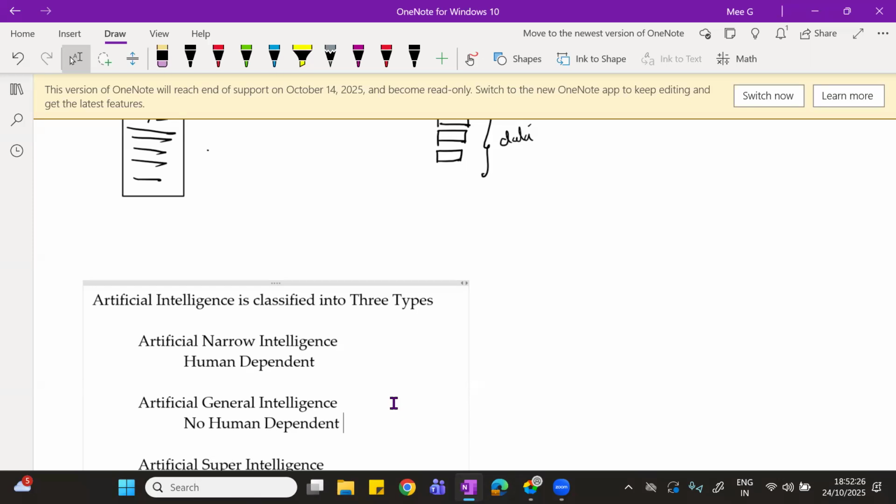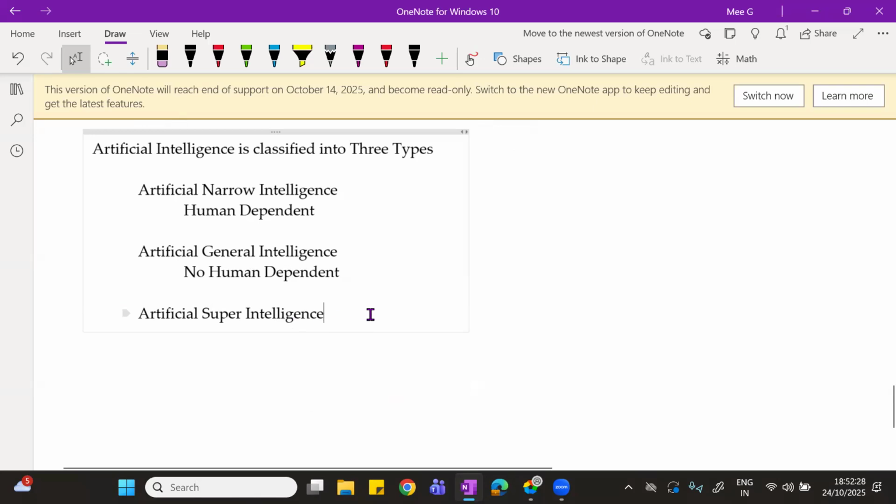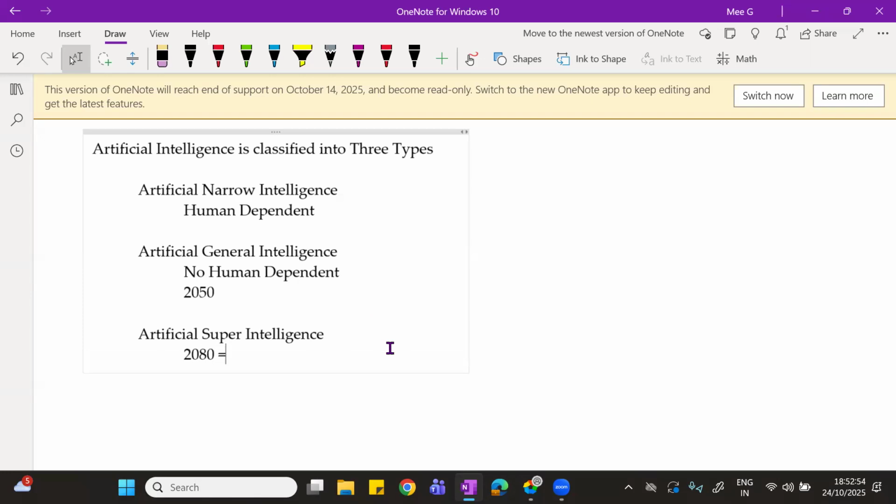Now when it comes to super intelligence, super intelligence is extremely powerful. They say that this is like in 2050, you will be in this phase. Now this one, you can take it as 2080 to 2021. Sorry, 2081. In this phase, you will see this super intelligence. Maybe it may take more.